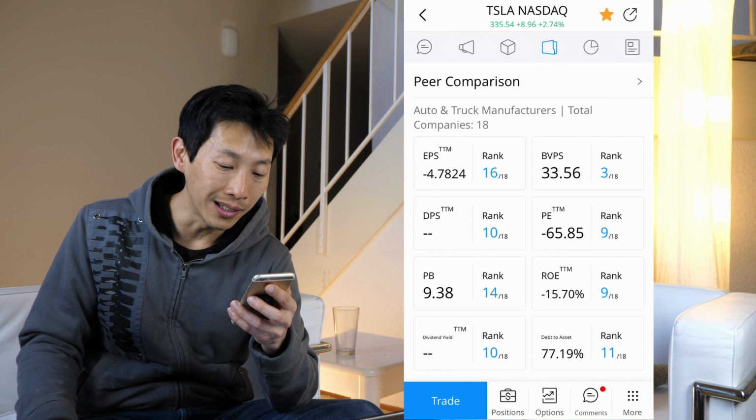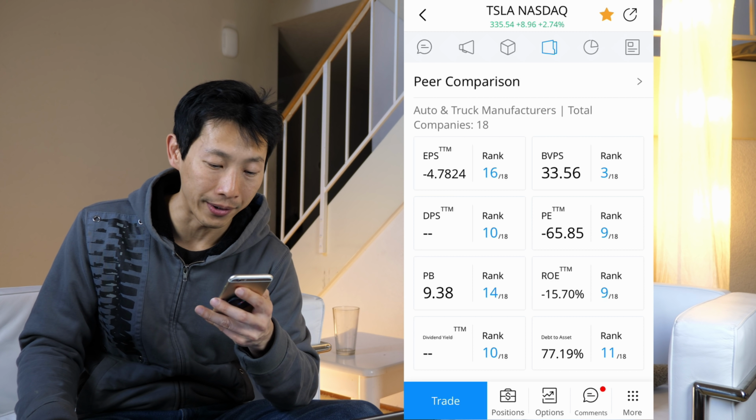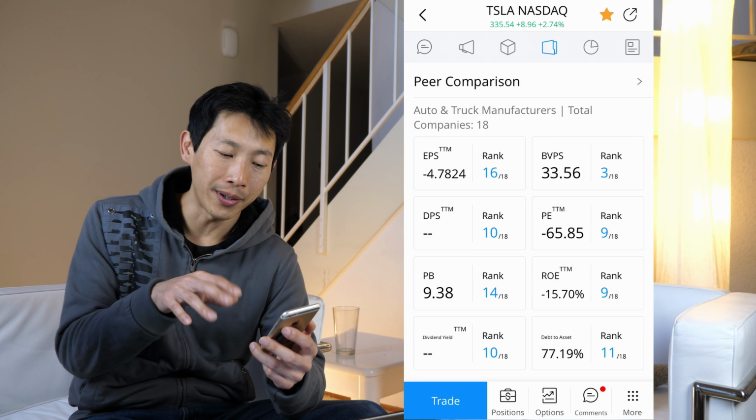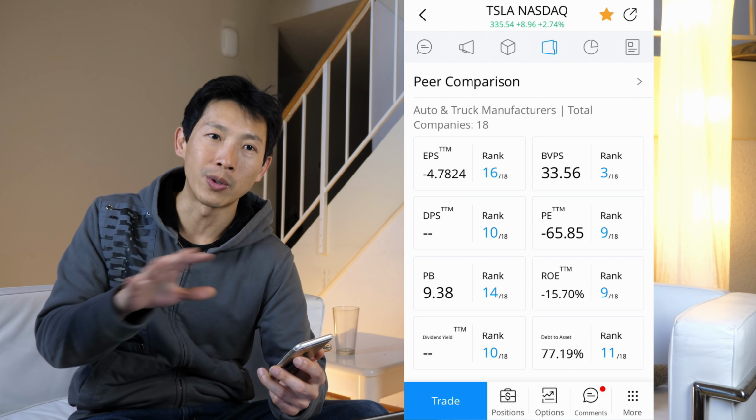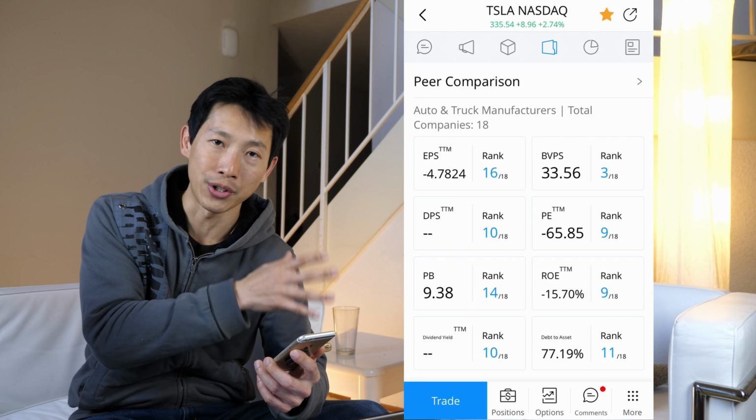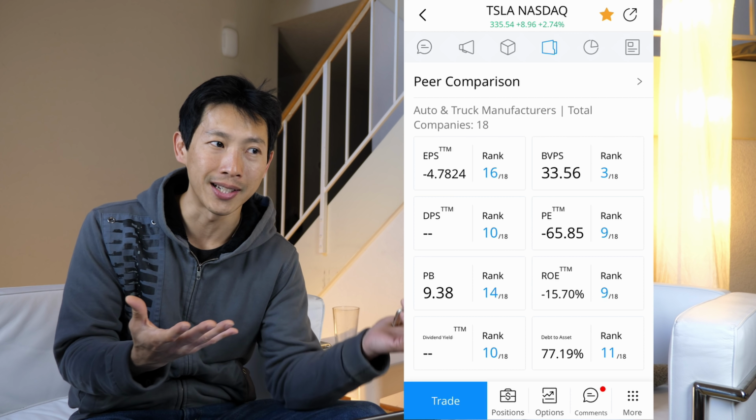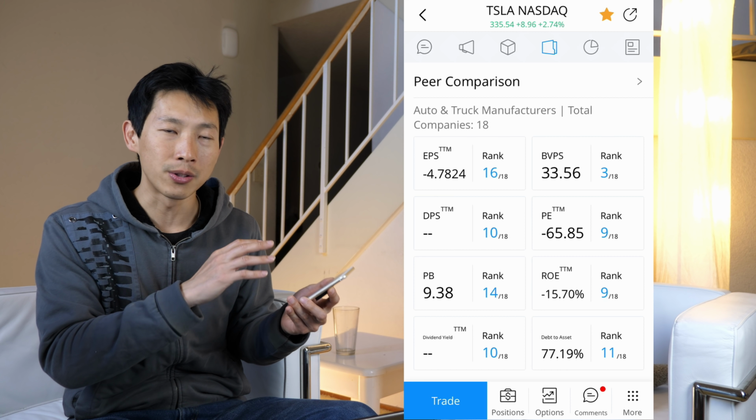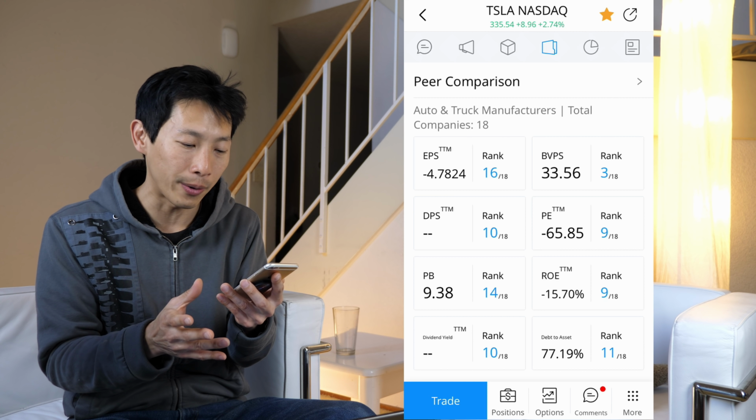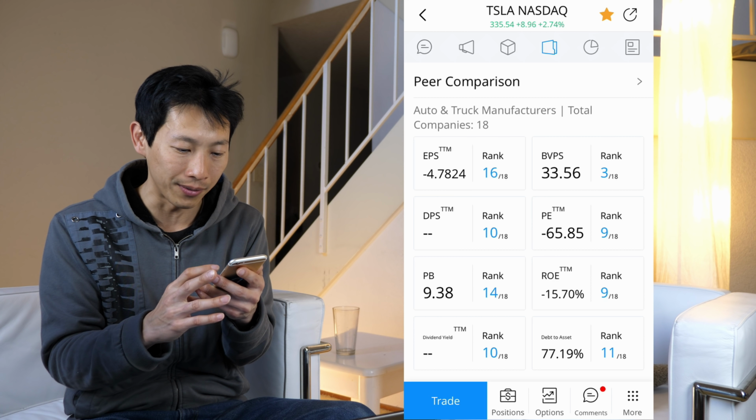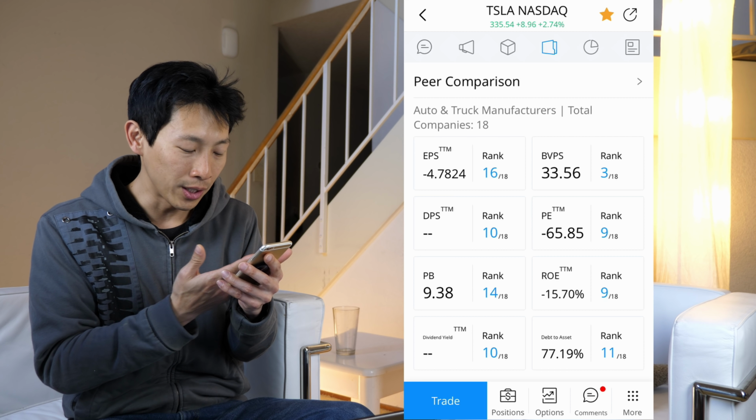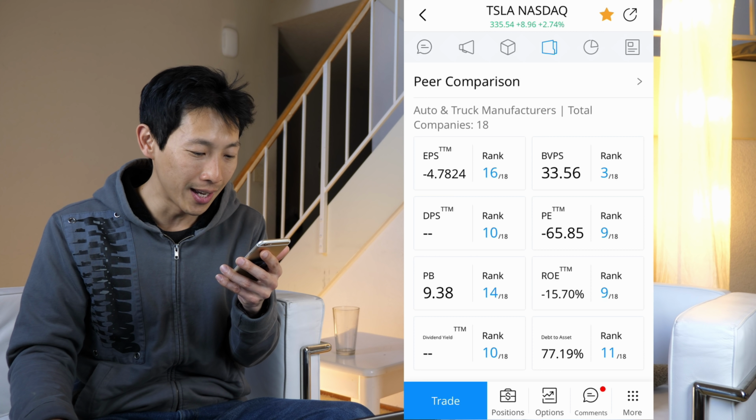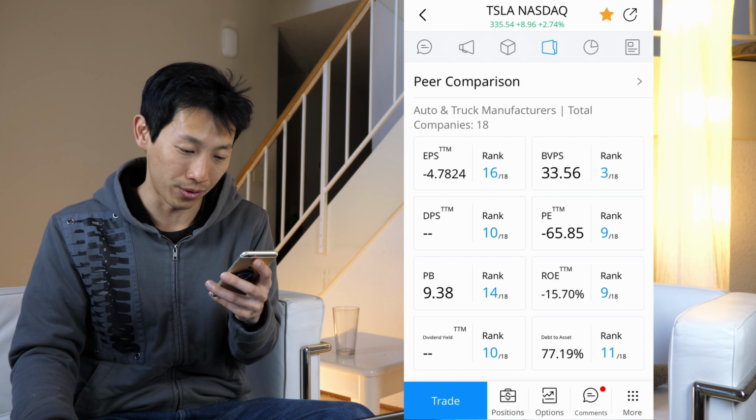And then if you go down a little bit, there's a peer comparison. Auto and truck manufacturers, I feel like this is a very dangerous thing to look at. This is why you want to understand the industry. You want to understand car companies, right? Is Tesla really a car company when it's fully electric and has no investment in gasoline powered cars? It's kind of like a tech company even. So when you look at earnings per share of minus 4.7 and they're ranked number 16, it says there are 18 car manufacturers.